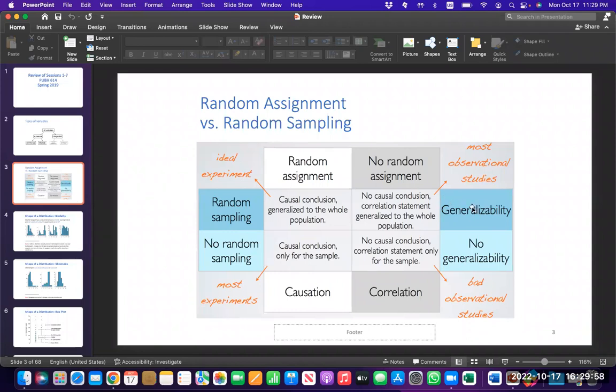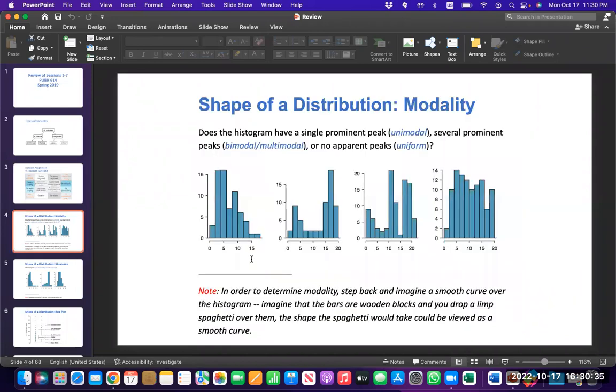The problem that you have with random sampling in the absence of random assignment, as stated here, is that you will have generalizability, but you cannot make a causal conclusion, although you can generalize the findings and dynamics to your whole population, even after substratification. When you have no generalizability and you only have correlations, without random assignment or random sampling, you're looking at a bad observational study.